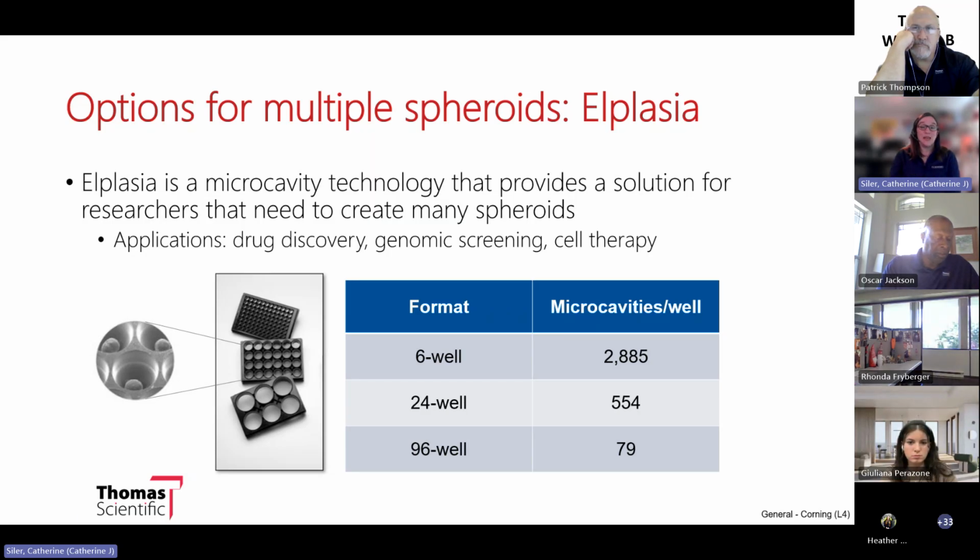But in each well of these multi-well plates, you can get dozens, hundreds, thousands of spheroids in each one of those wells. So for something like this, people are going to be doing things like drug discovery, maybe doing some genomic screening, or maybe some cell therapy, something where they're going to need lots of spheroids in one vessel.